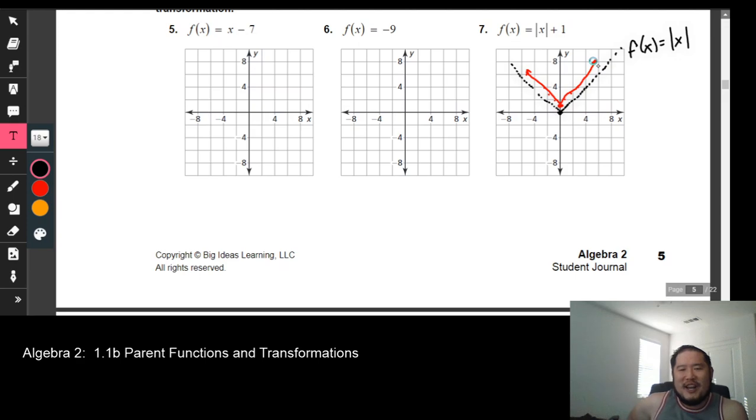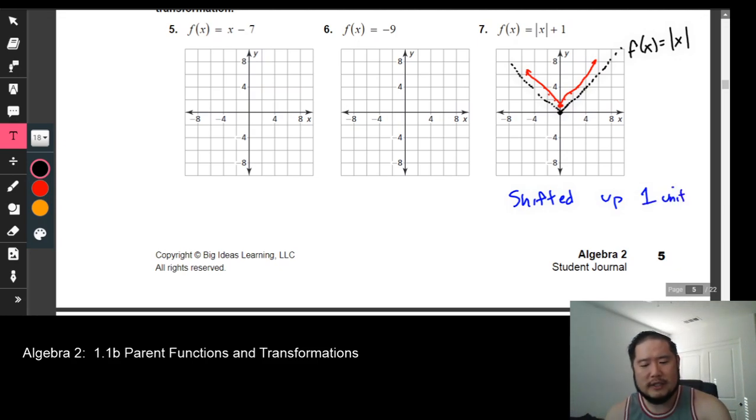But for you, you have straight lines because you're using a ruler, right? And so if we're to describe the transformation, it has shifted up 1 unit. And there's our transformation right there. Okay. Let's go ahead and take a look at a few other graphs together.